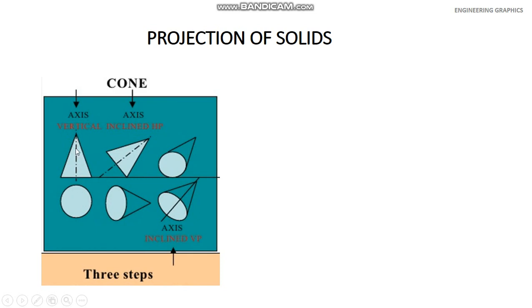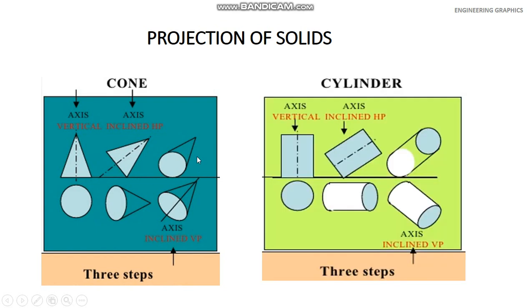Then in the next step, the axis is inclined to HP, and in the third step, axis is inclined to VP. Similarly, in case of cylinder, first of all, the axis is perpendicular to HP. In second step, axis inclined to HP, and in third step, axis inclined to VP. So in 3 steps, we can obtain the final result.